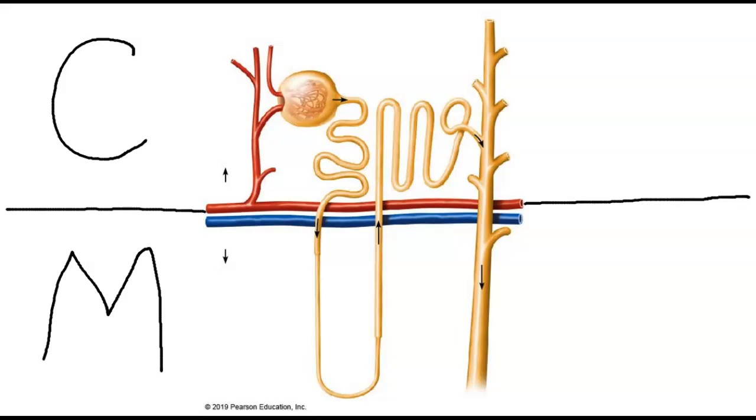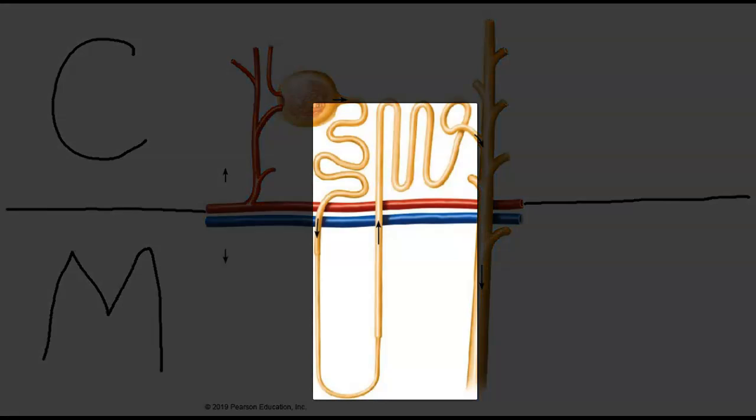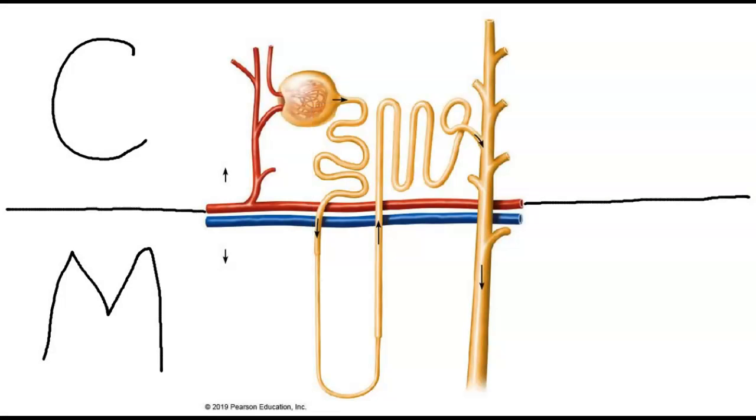The rest of the nephron is what's known as the renal tubule. And the renal tubule is literally just a hollow tube that extends away from Bowman's capsule. The renal tubule is where the filtrate that exits the blood gets processed and turned into urine.